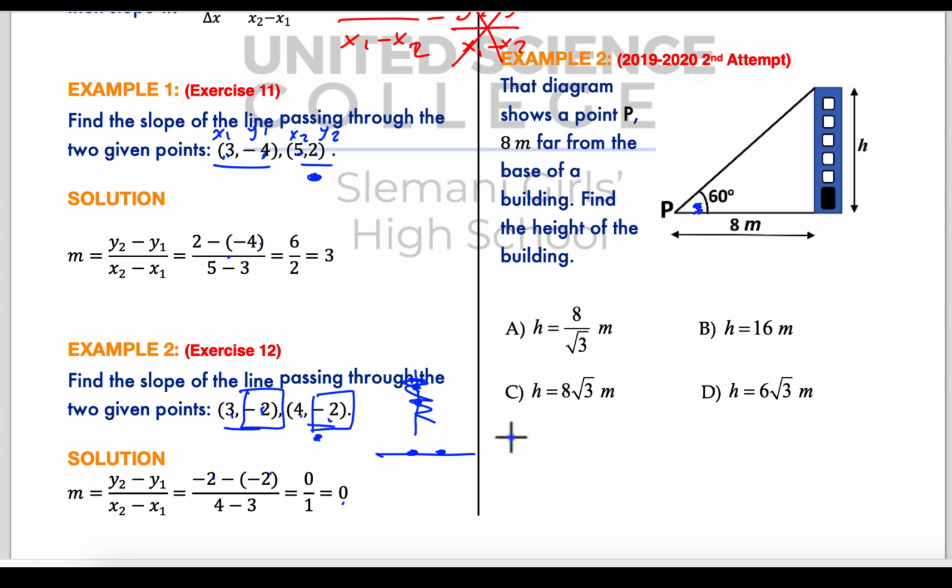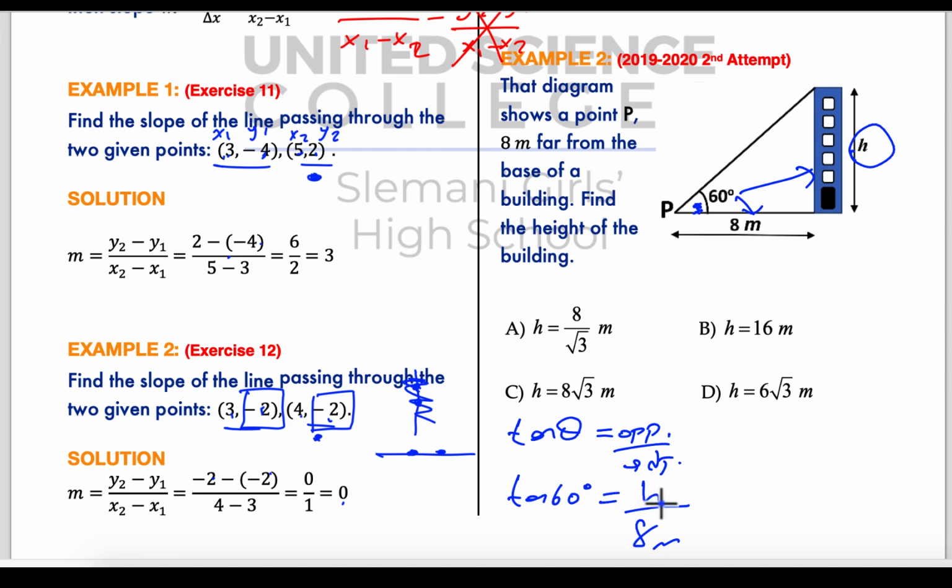The relation between them is tangent. We can link them all together by using tangent. Tangent theta equals opposite over adjacent. So that's the relation we will be using. What is theta? Theta is given as 60 degrees. Tangent 60 equals the opposite of this angle, which is missing, as h, and the adjacent of this angle is given as 8 meters.